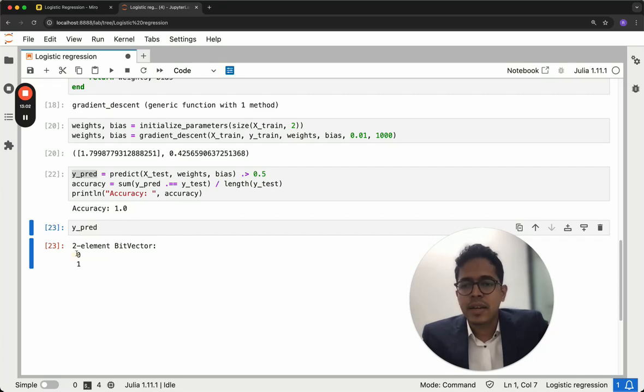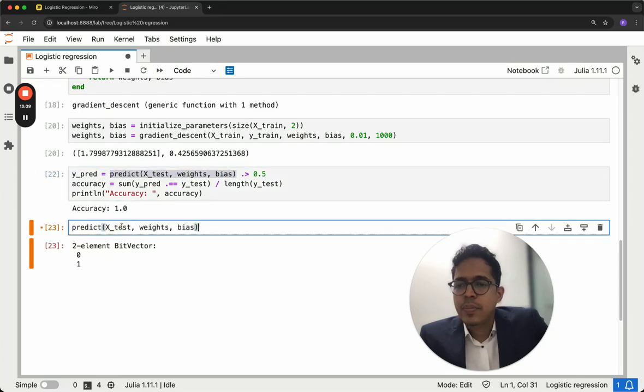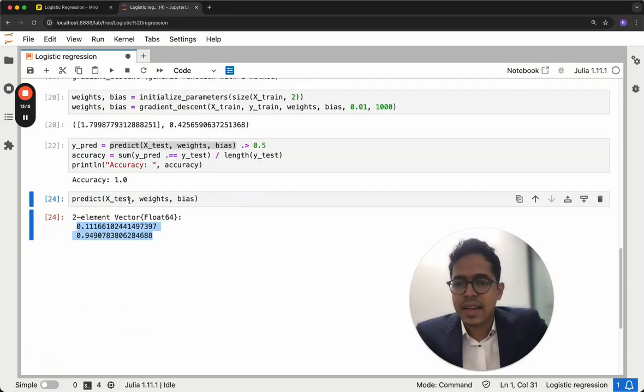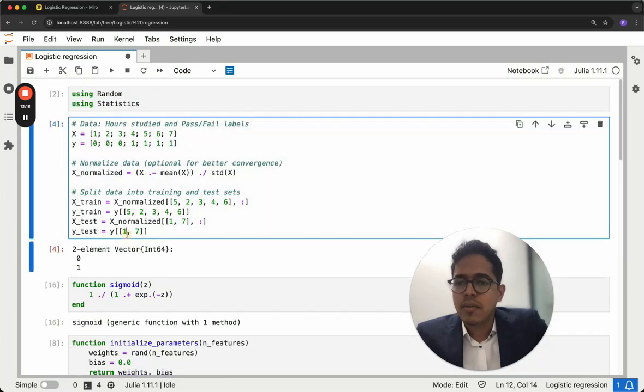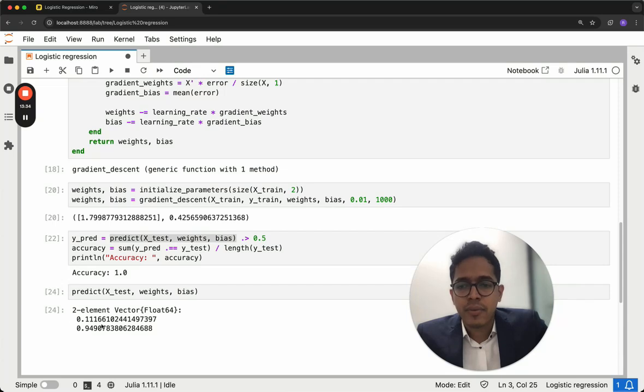The y predicted is 0, 1 because, okay, one more thing we can do. We can simply try to print this. Let's see what these 0.11 and 0.94 are. For the test data set, which includes 1 and 7, the prediction instead of 0 is 0.11, and the prediction for the other data point, instead of 1, is 0.94, right?